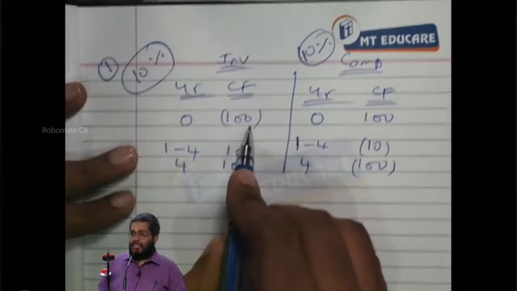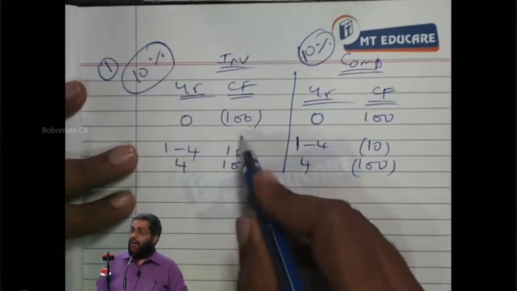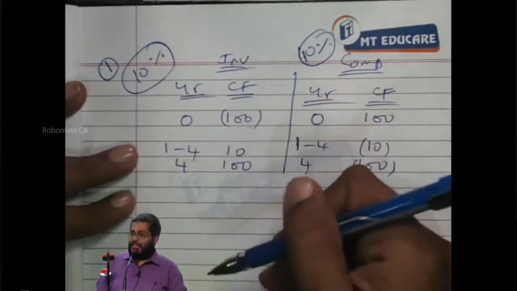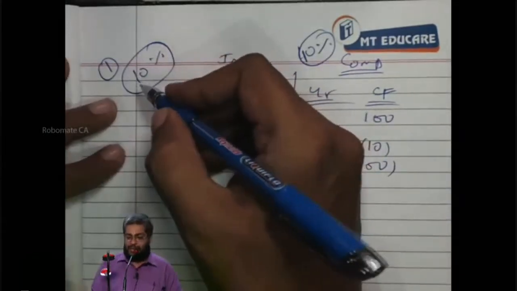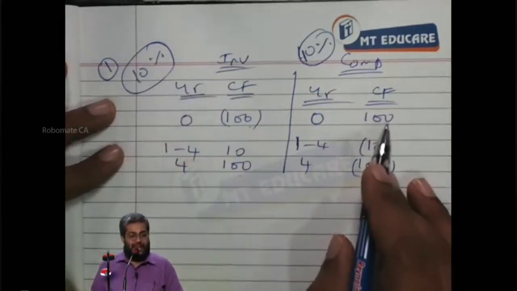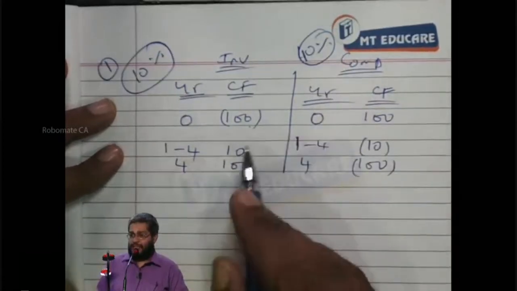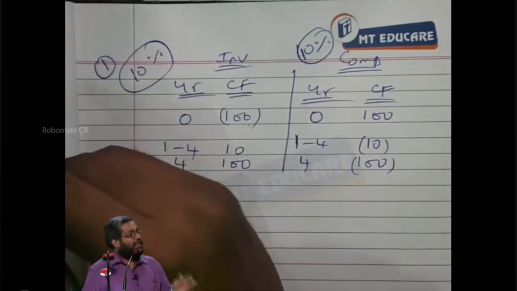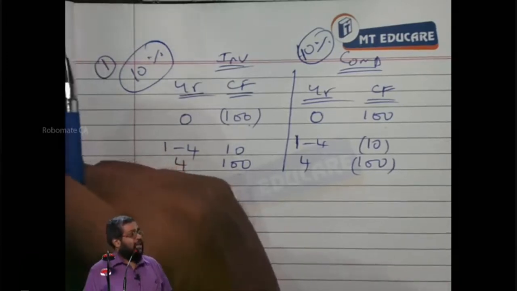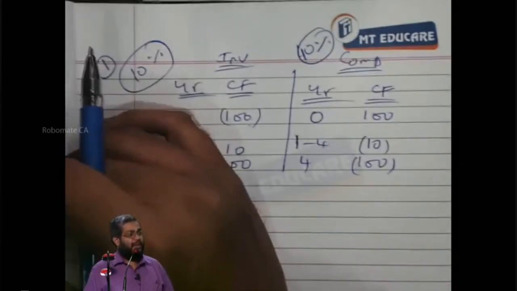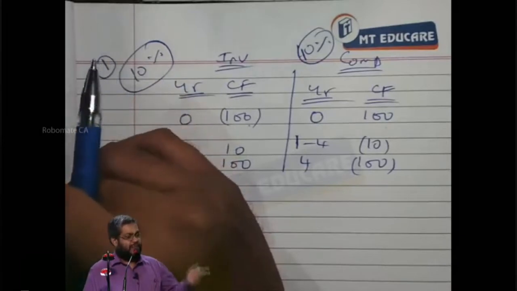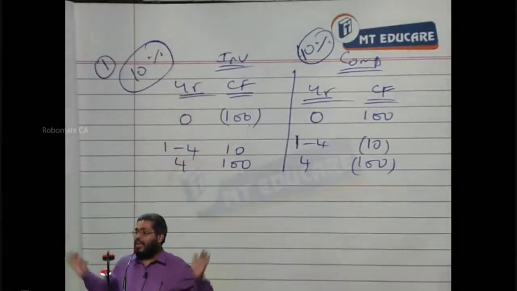Because I'm investing 100 rupees, for which the inflows, the return, give me 10% IRR. You are getting 100 rupees of capital, for which the outflow, the cost, is 10%. The same IRR for the investor is ROI, and for the company it is the cost of capital. What is return on investment for the investor is the cost of capital for the company.